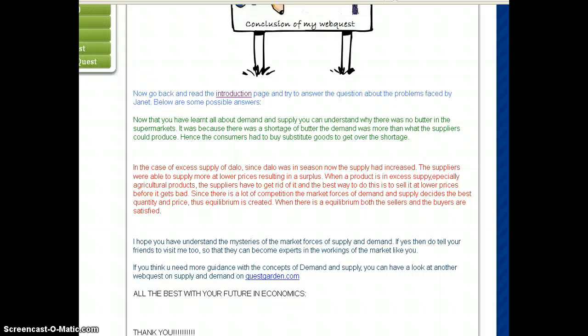Now, after completing this Webquest, I hope the students have understood the mysteries of the market forces of supply and demand. And as teachers, I hope you have found this Webquest to be interesting for your students and can be used in the classroom.